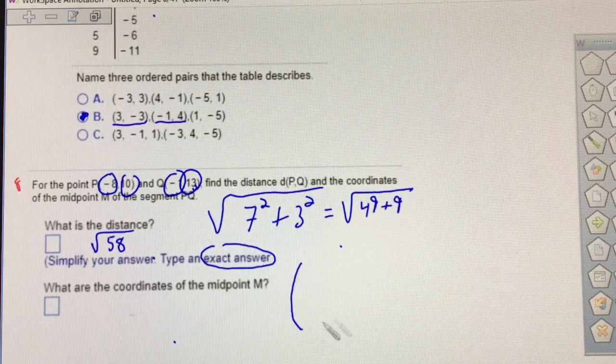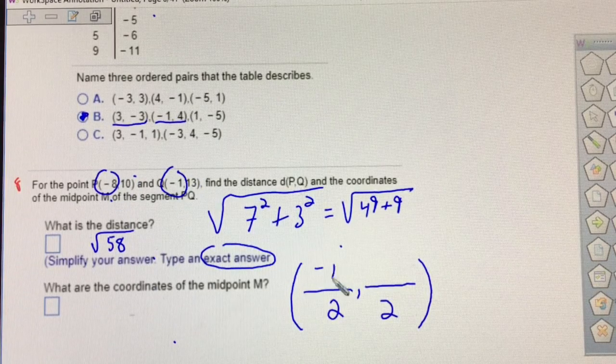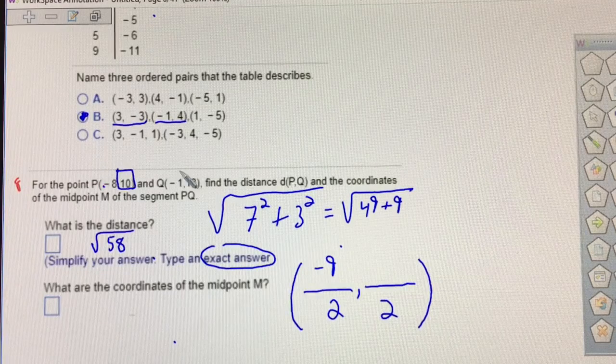The coordinates of the midpoint is a big coordinate all over 2. And all I have to do is add these values. You add the x values first. So negative 8 plus negative 1 gives me negative 9. Then I add the y values. 10 plus 13 gives me 23, and that's your answer. That's your midpoint.